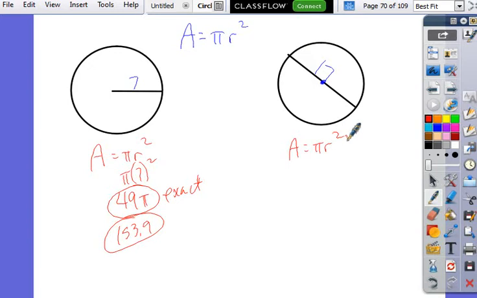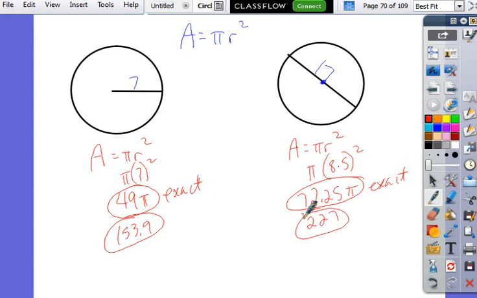Now, what is my radius in this one? 8.5. Where is that 8.5 coming from? 17 divided by 2 gives me that. If I want the exact answer, I do just the decimal, or just the 8.5. Get 72.25. Remember, do not round it. It's got to be all the numbers. There's my exact. And then 227, I think, was the rounded version.